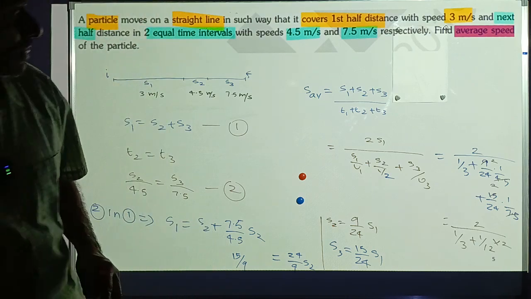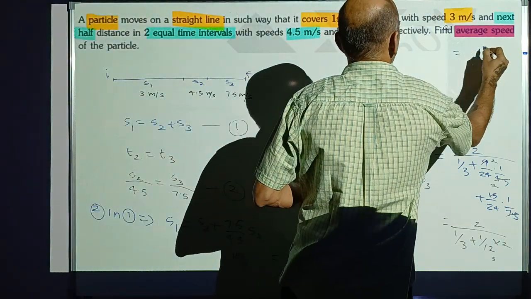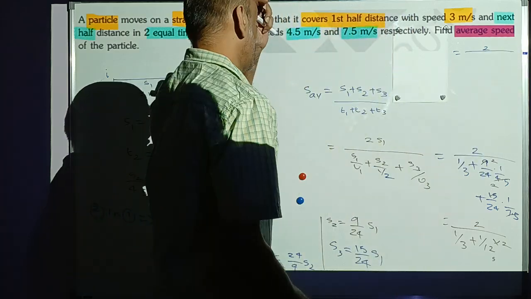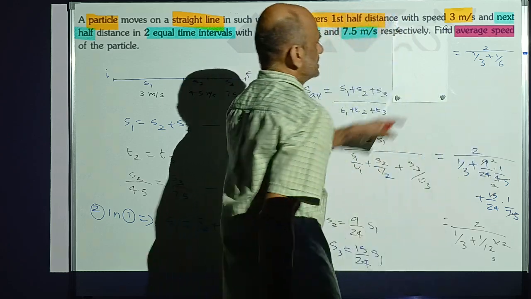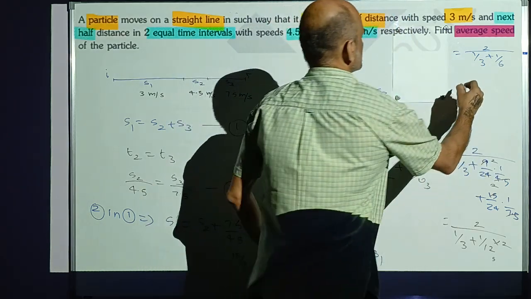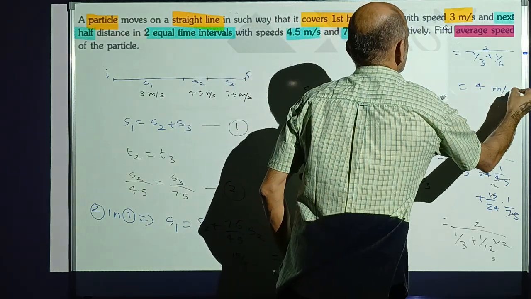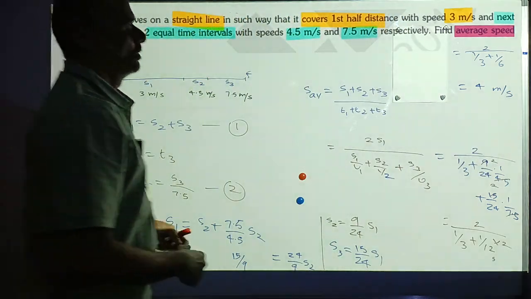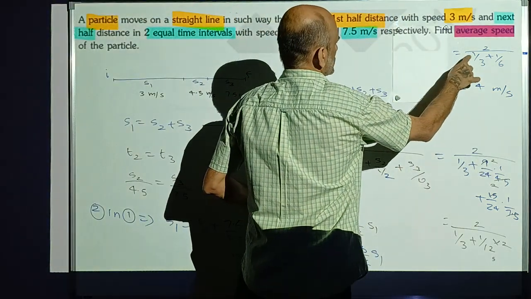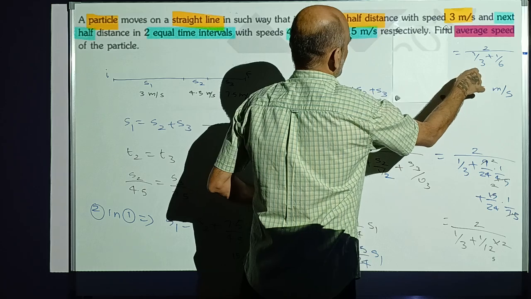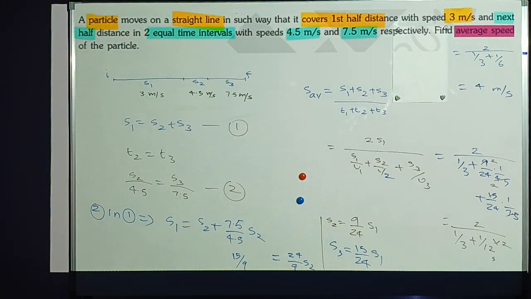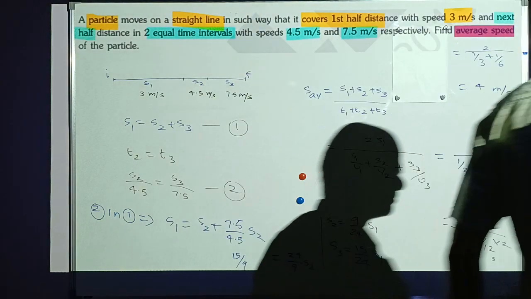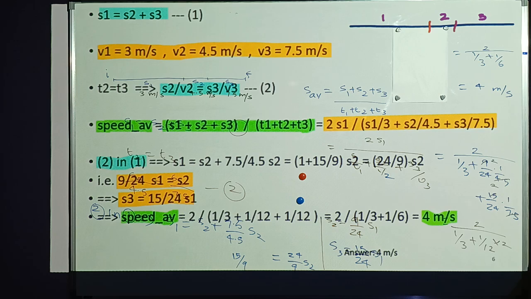So the answer is 2 divided by 1 by 3 plus 1 by 6. 1 by 3 is same as 2 by 6, so 2 plus 1, 3, 3 by 6, which is half. So 2 divided by half, it will become 4. So the average speed is 4 meter per second. That is the correct answer.